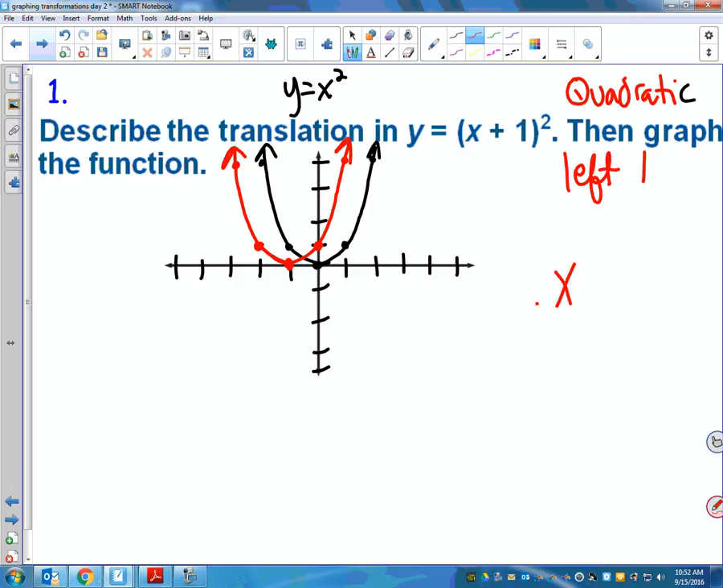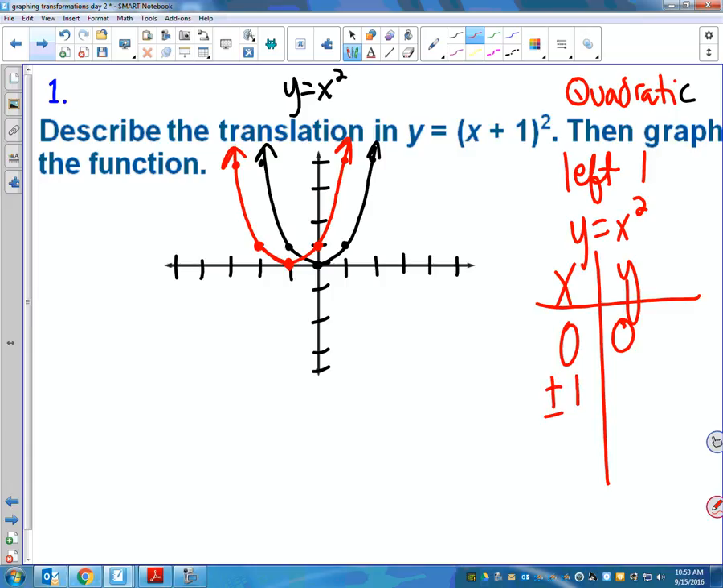Because I just know those points in my head, right? If I have y equals x squared, when I plug in 0, I get 0, right? When I plug in plus or minus 1, I know that 1 squared is 1. And I know if I go over 2, I'm going to get 4. And so those are like in my head, I know those. And then I just always graph those 5 points.